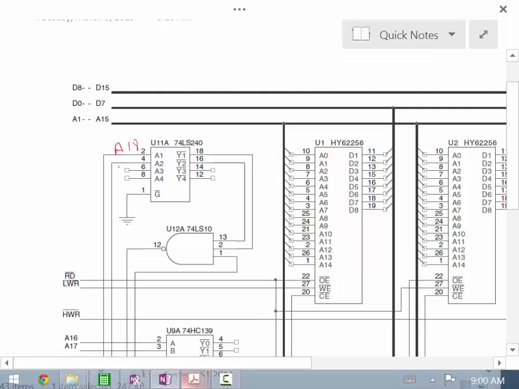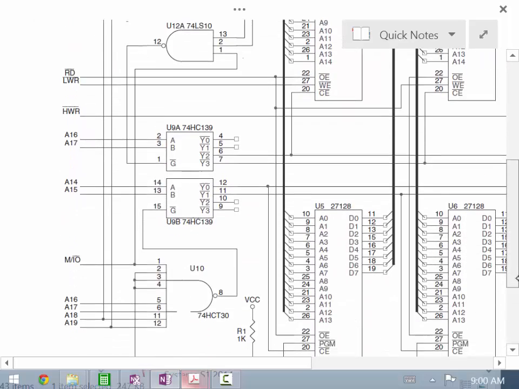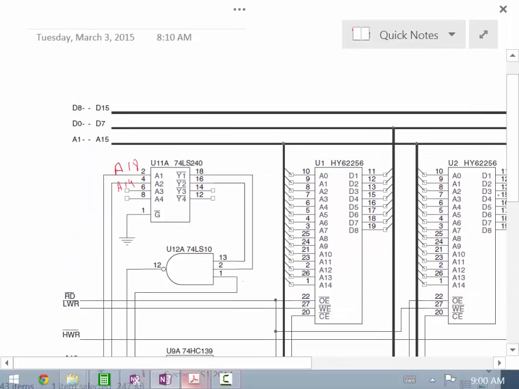As we look at this here, this is A18, A19, right? I may have those reversed, but those are the two inputs there. This is memory, and as we recall, what is that line called? Memory IO not. So this has to be high, this has to be high, this has to be high for this output to be low, right?